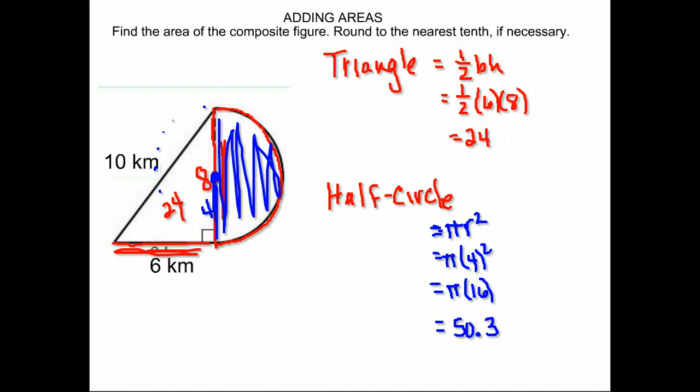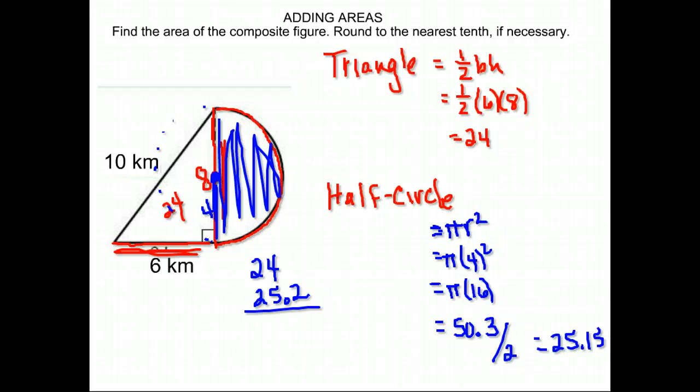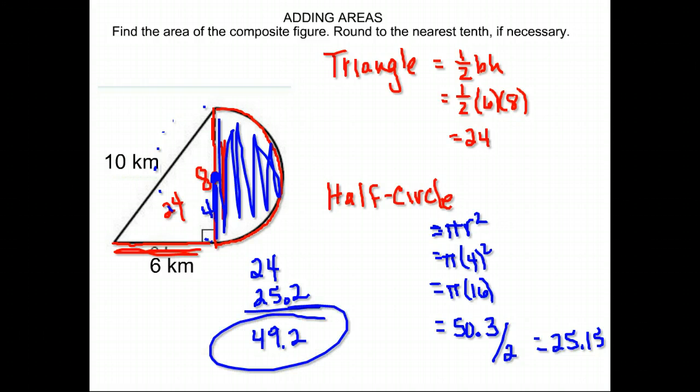But notice we only have half of that circle. We don't have the other part over here, so we're going to divide that by 2. And that gives us 25.15. Now we can add our two figures together. Our triangle had an area of 24 square kilometers. Our half circle had an area of 25.2 if we round to the nearest tenth. And so we add those together, and the total area rounded to the nearest tenth is 49.2.